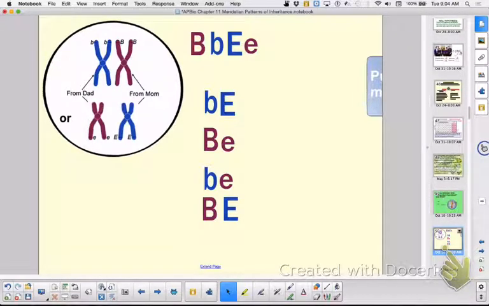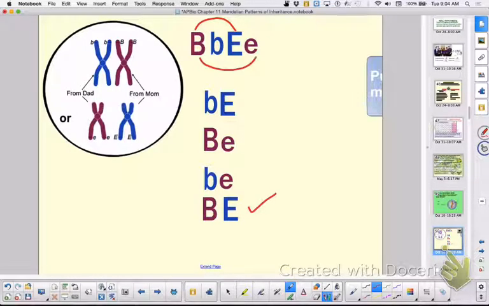Now, one way you could come up with these 4 gametes: do you remember FOIL? First, outside, inside, and last. FOIL would say you could get a big B with a big E. First, outside would say you could get a big B with a little e. Inside would say little b, big E. And last would be little b, little e.